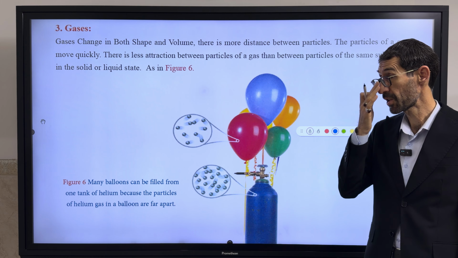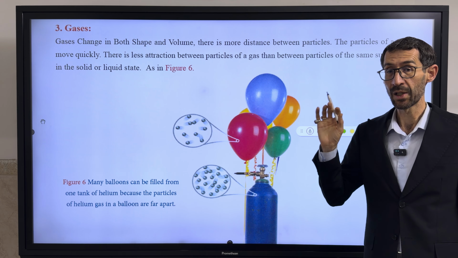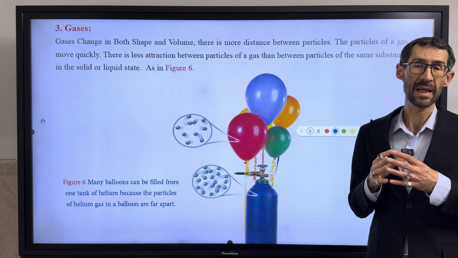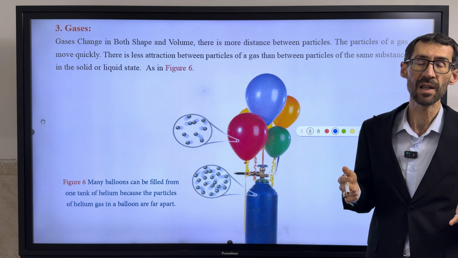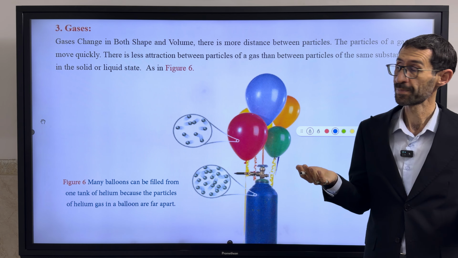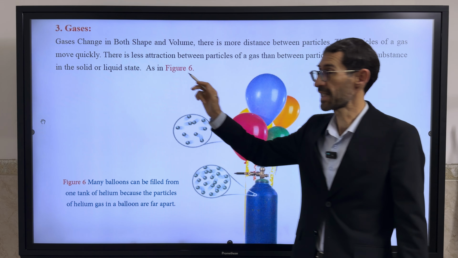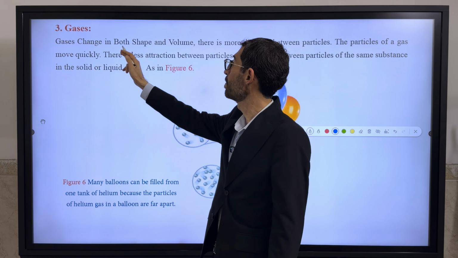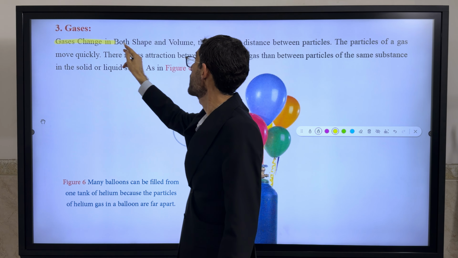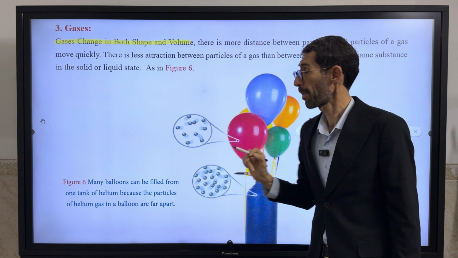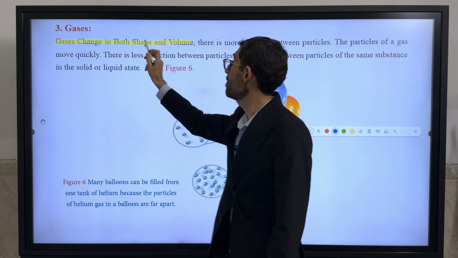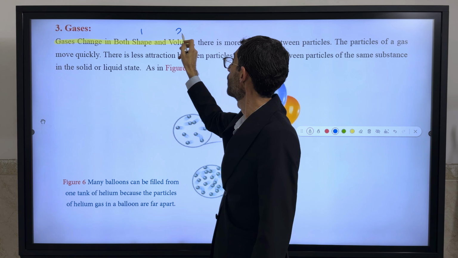Like previous lectures, I want to underline the important information, and I want you to grab your science book, put it in front of yourself, and highlight important information with me, right? Let's get started. Gases change in both shape and volume. Change in shape and change in volume. I'm going to number these properties for you. Change in shape, number 1. Change in volume, number 2.